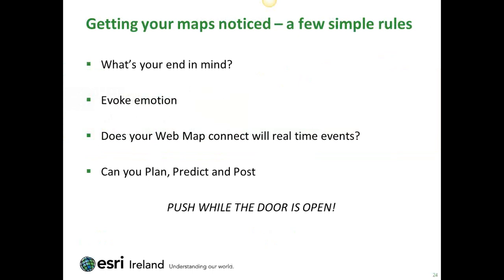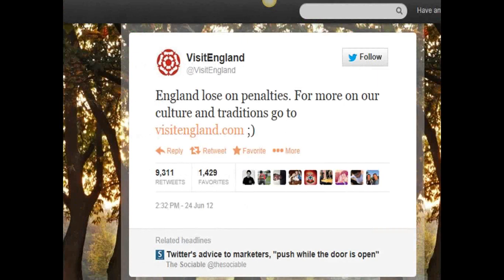What can you do to plan, predict, and post for? Twitter's advice really is this whole ethos of pushing while the door is open. So this is an example of what the Visit England organisation did when England lost again on penalty shootouts back in 2012 during the European Championships. It's a really simple message, kind of tongue-in-cheek, but really effective. And look at the amount of tweets and retweets that it actually achieved. There was over 9,000 retweets and almost 1,500 favourites.